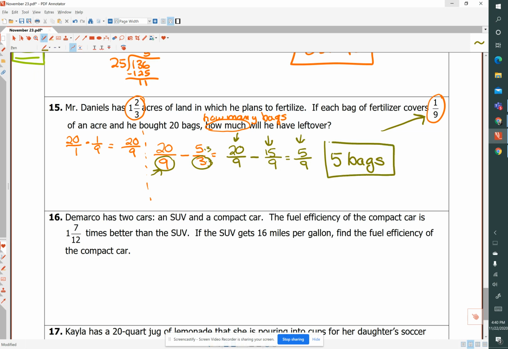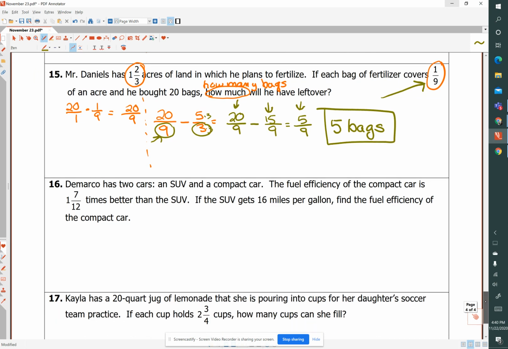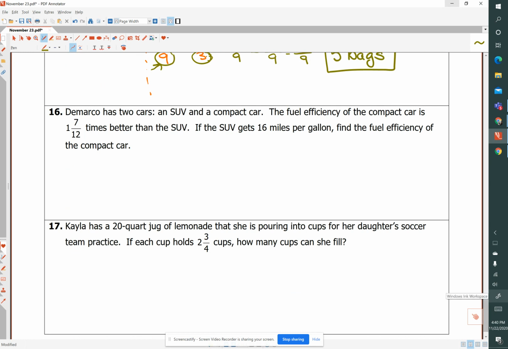That was a tricky problem. Number 16: DeMarco has 2 cars. He has a larger car, an SUV, and a smaller car, a compact car. You may not know this, or you may know this, but compact cars take less gas than SUVs. So if the fuel efficiency of the compact car is 1 7/12 times better than the SUV, well, if the SUV gets 16 miles to the gallon, what's the fuel efficiency of the compact car?